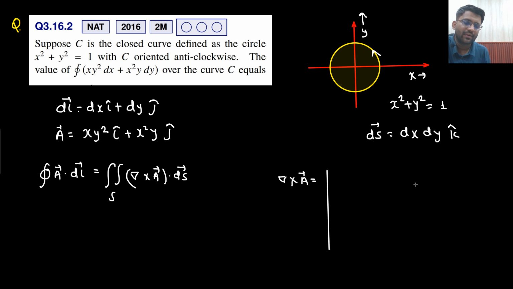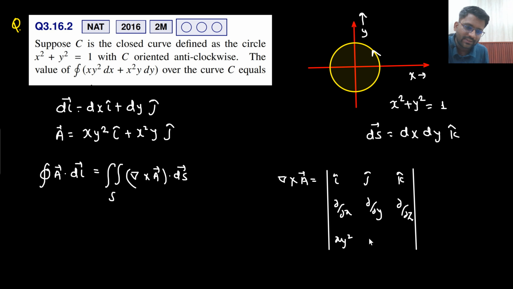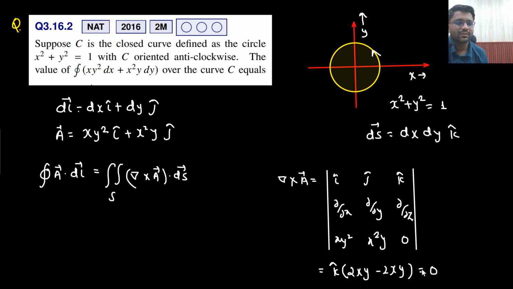i cap, j cap, k cap. del y del x, del y del y, del y del z, x y square. Again the same condition, right? Do you notice? Again there is the same condition. So what answer you will be getting? k cap. So here partial differentiation with respect to x is 2xy and partial differentiation with respect to y is 2xy. It is coming out to be 0 only. Del cross A is coming out to be 0.